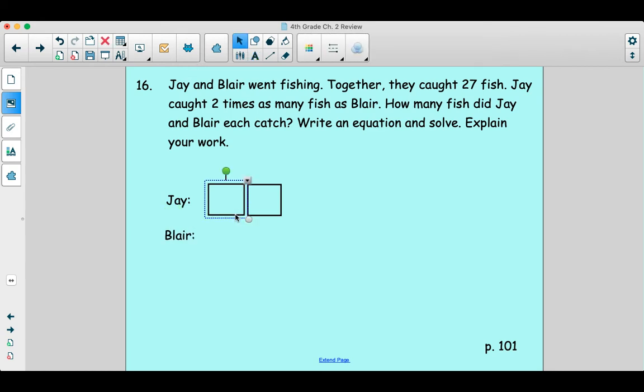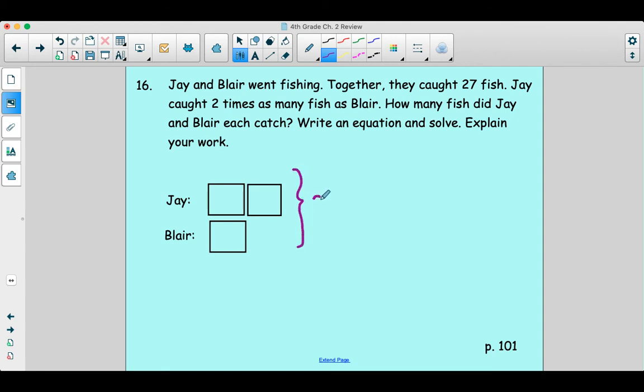And I am going to just put 1 for him. So you can see Jay has 2 times as many as this one. Now, here's the kicker. We know altogether they caught 27 fish. True story, right? It's a lot of fish. Okay. So now we have to figure out how many fish did Jay and Blair each catch.